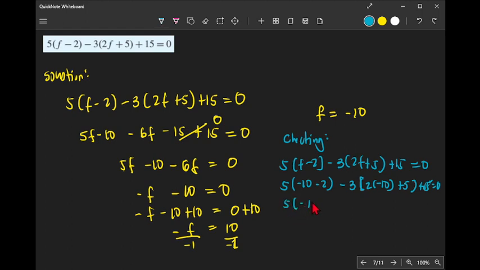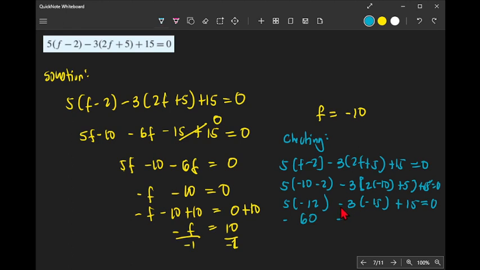So 5 times negative 12. Then we have 3. So this is negative 20 plus 5, so that will be negative 15. So times negative 15 plus 15 is equal to 0. Okay, so this is negative 60. 5 times negative 12, negative 60.